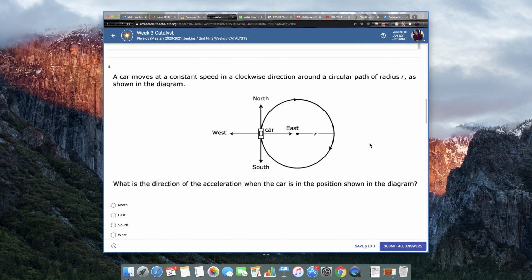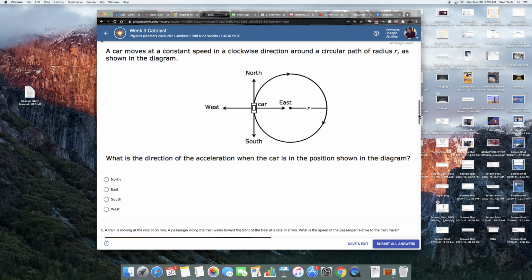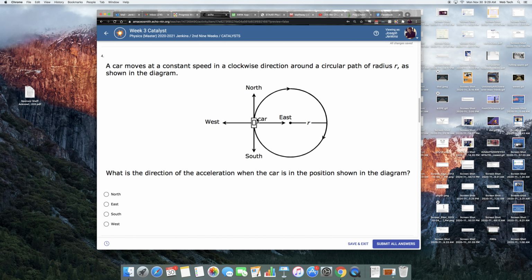Now, back on that. This question asks, this car is moving around this turn in a clockwise direction, like this. What is the direction of the acceleration of the car? Now, the car is moving around here, it's moving this way. What direction is it accelerating? And if you say north, it's going forward. No, that's its velocity. What way is it accelerating? Because it's changing its velocity by changing its direction. Towards what direction? East, towards the center.